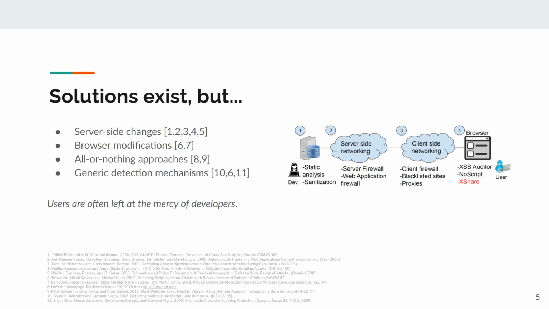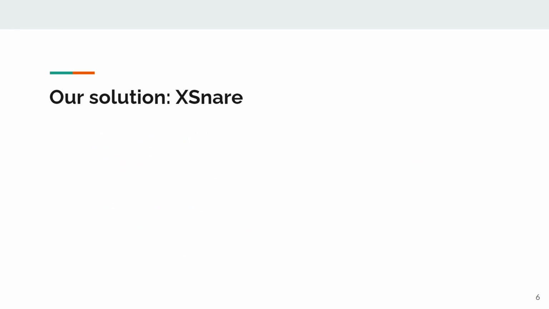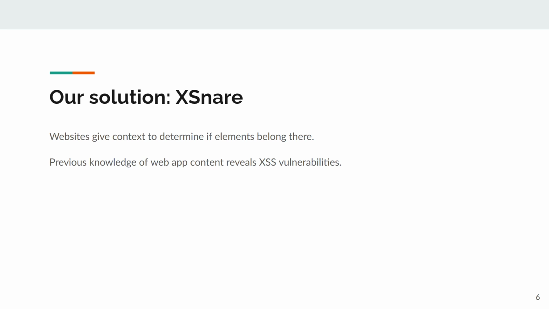And so we ask ourselves this question: can we precisely defend against XSS on the client side? Our solution to this is XSnare. We know that websites often give enough context to determine if an element belongs in a specific place of the site. So given some previous knowledge of the web app content, we can tell if an XSS vulnerability can occur.